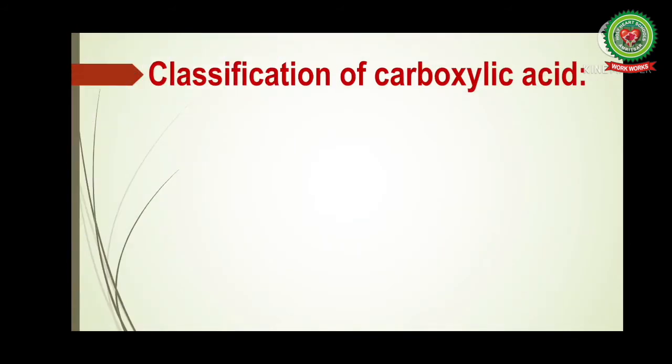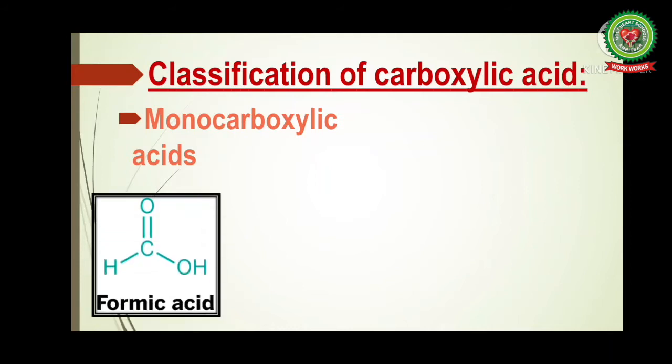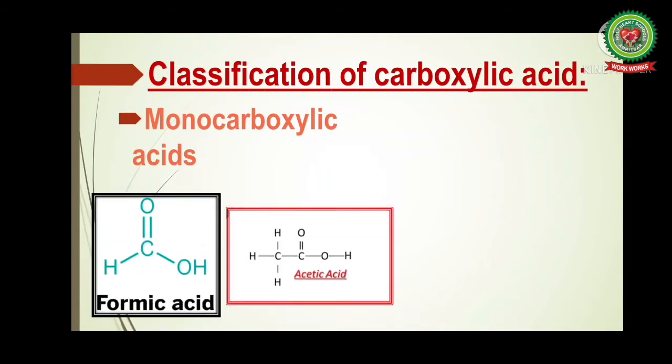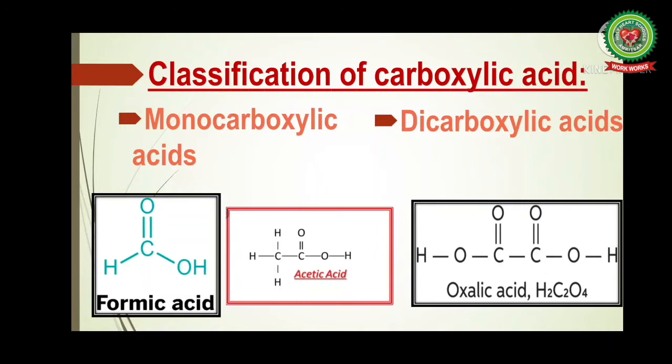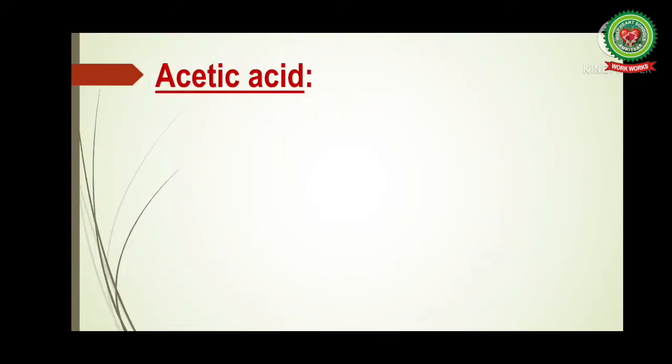Moving forward, let's study about classification of carboxylic acid. An organic compound containing one carboxyl group is called monocarboxylic acid. For example, formic acid, acetic acid. On the other hand, an organic compound containing two carboxyl groups is called dicarboxylic acid. For example, oxalic acid. Let's study about acetic acid.